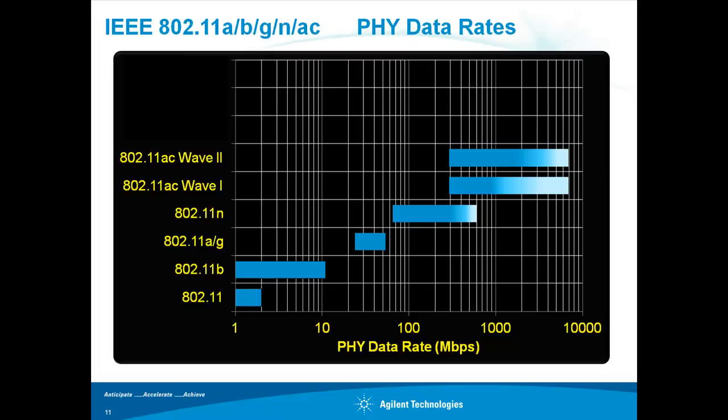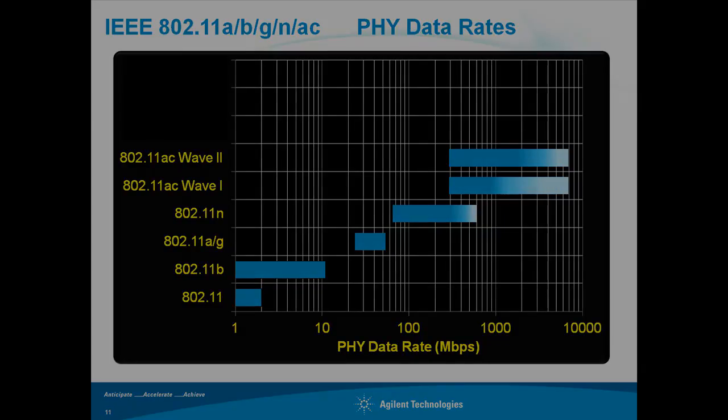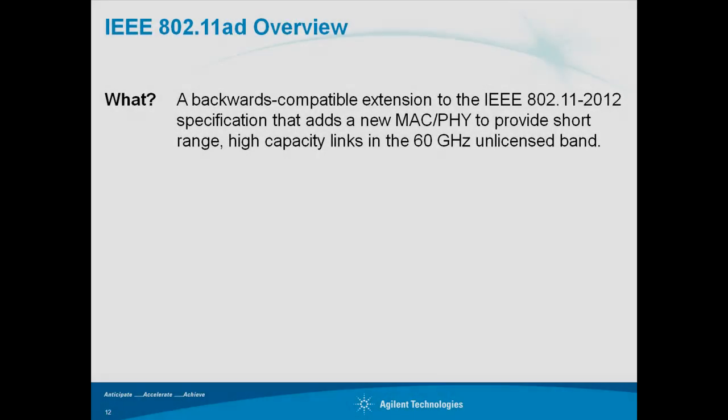Now let's look at 802.11AD. AD is a backwards compatible extension to the IEEE 802.11-2012 specification that extends the MAC and PHY definitions to support short range wireless data interchange over an ad hoc network at data rates up to 6.75 gigabits per second in the 60 GHz unlicensed band. It also supports session switching between the 2.4, 5, and 60 GHz bands.